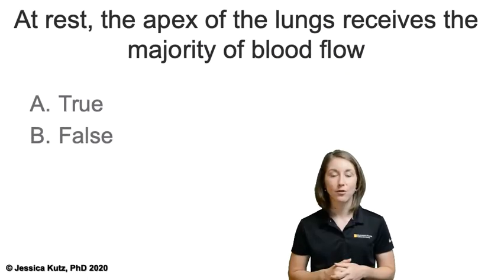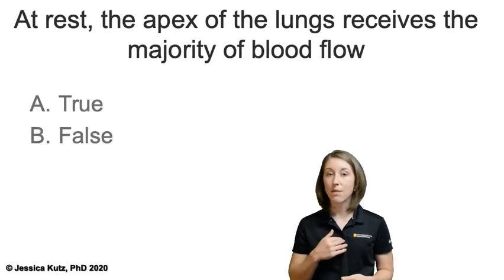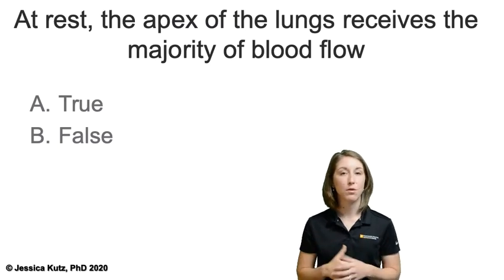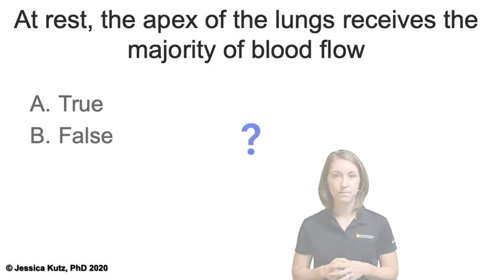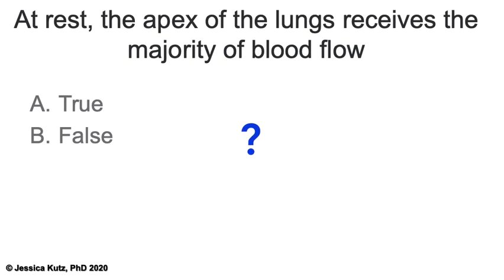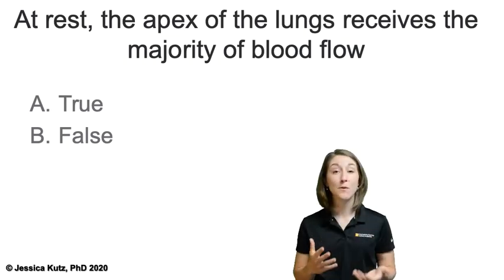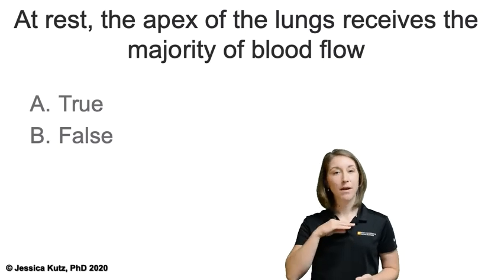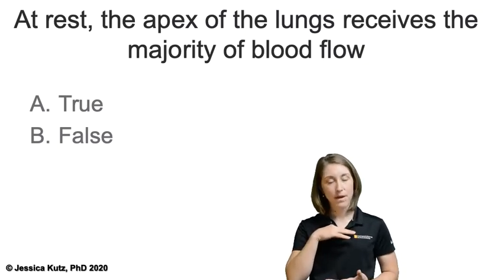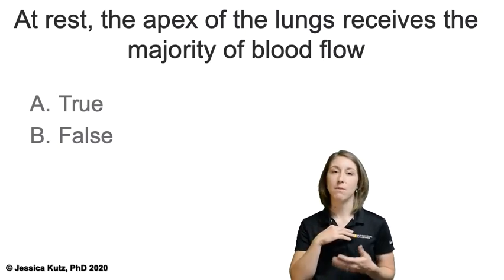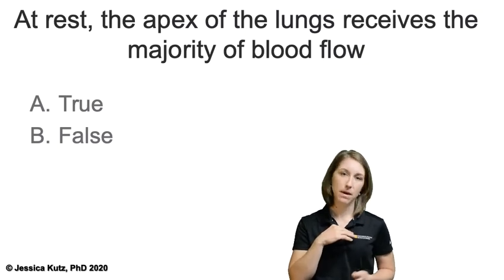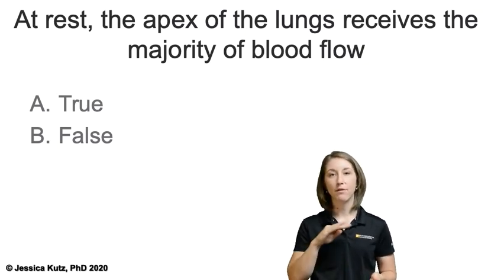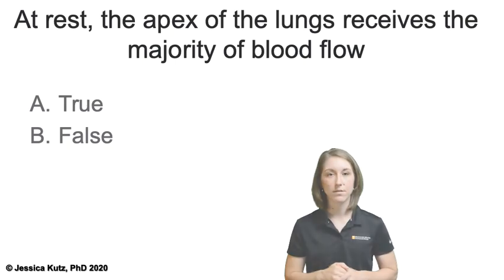Let's try another question. At rest, the apex of the lungs receives the majority of blood flow. Hopefully you answered false. So the apex of the lungs is the top, the base of the lungs is the bottom. And because of gravity, at rest, the base of the lung is going to have a higher blood flow than the apex of the lung.